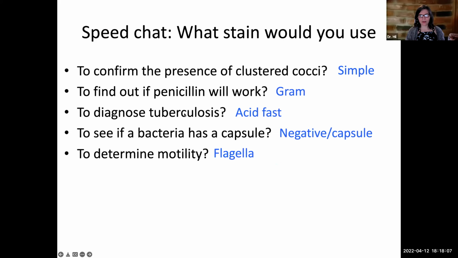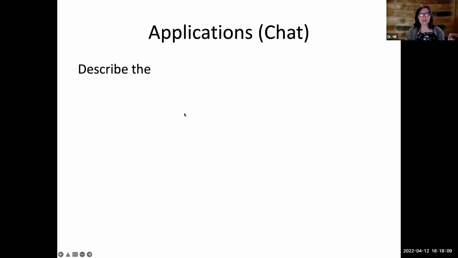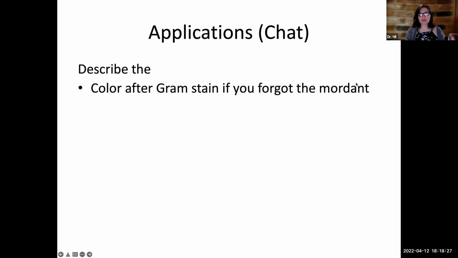All right, guys, welcome back. So let's talk about it. These are applications that are designed to help us think logically about the procedure and what we know about how something is done so that we can really more deeply understand it. So let's suppose that you did the gram stain, okay, but you forgot the mordant step in the gram stain. What do you think the color of the cells would be at the end of the procedure?